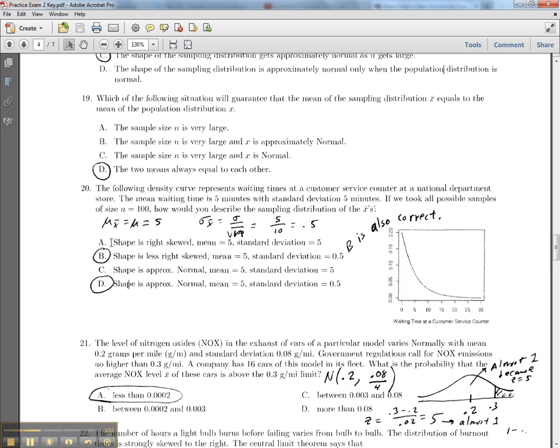And it's not A. It is right skewed right now, but because of the central limit theorem, it becomes approximately normal. And it's not C. C says the shape is approximately normal, but the standard deviation part isn't true. It's not 5 anymore. It's 5 divided by the square root of n, which is the square root of 100. So that's number 20.